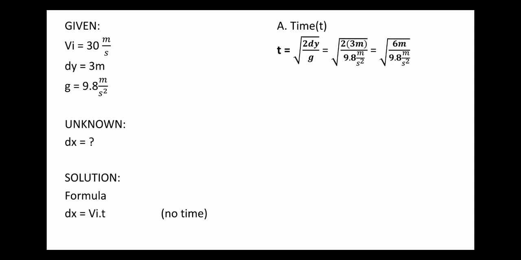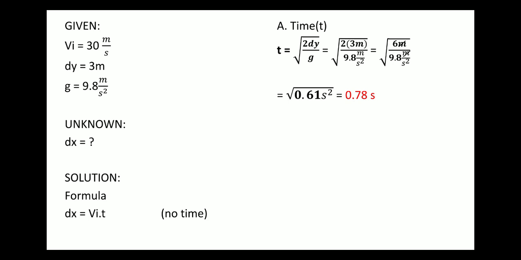And we have the formula for time, which is the square root of 2 dy over g. Substituting the values, 2 times 3 over 9.8. So 2 times 3 is 6, divided by 9.8 meters per second squared. So cancel m. 6 divided by 9.8 is 0.61 seconds squared. Then the square root of that is 0.78 second. Take note, I rounded off the values to 2 decimal places.